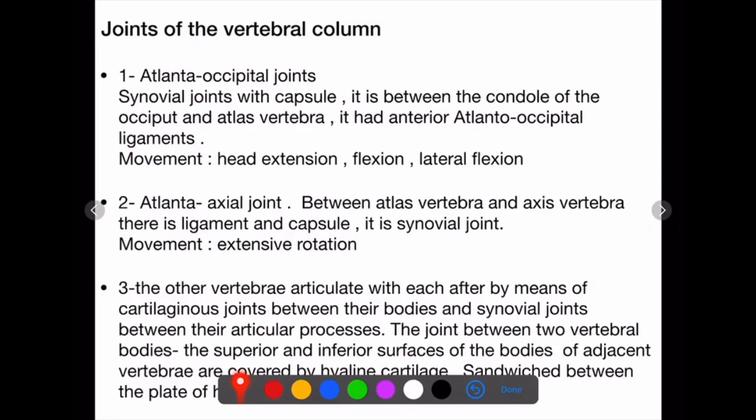Atlanto-axial joint is between the atlas vertebra and the axis vertebra, there is a ligament and capsule. It is a synovial joint. Movement of this joint is extensive rotation.